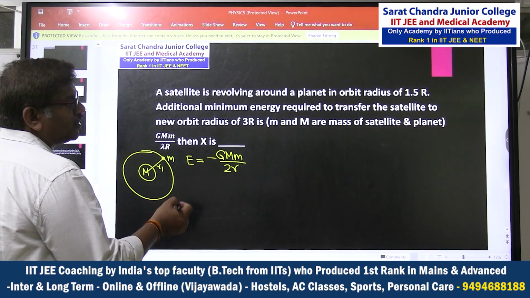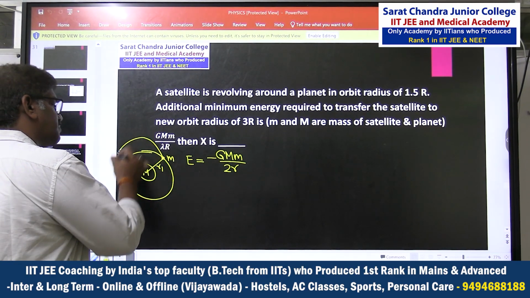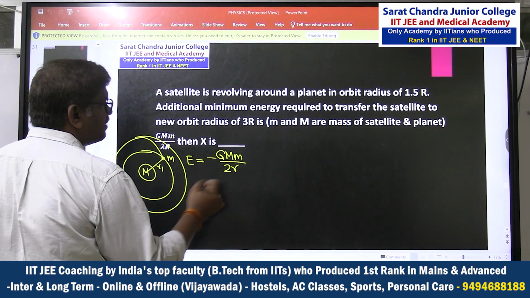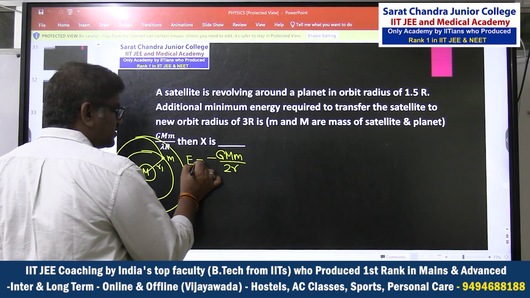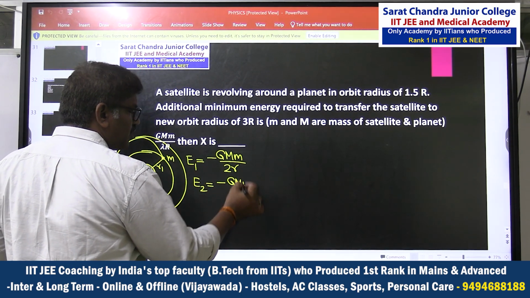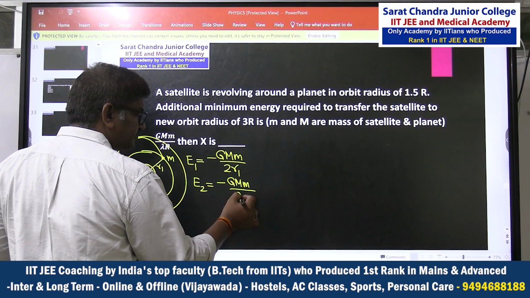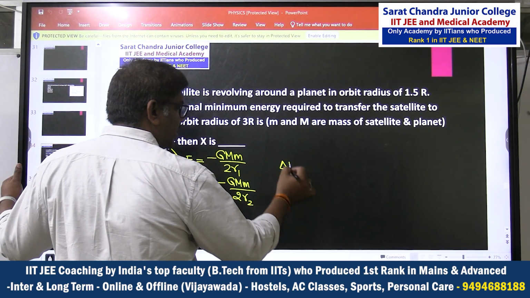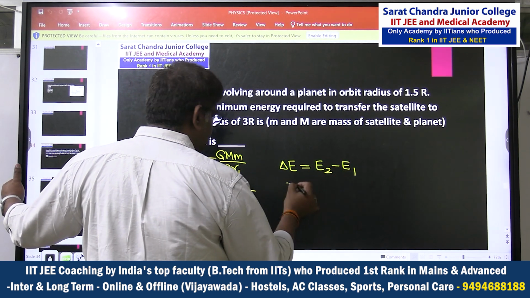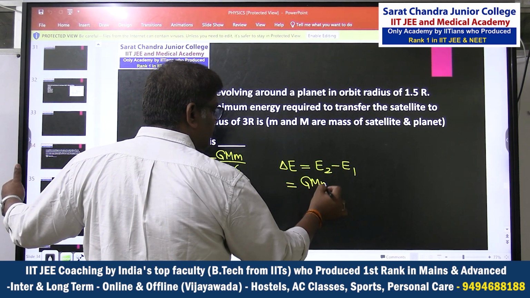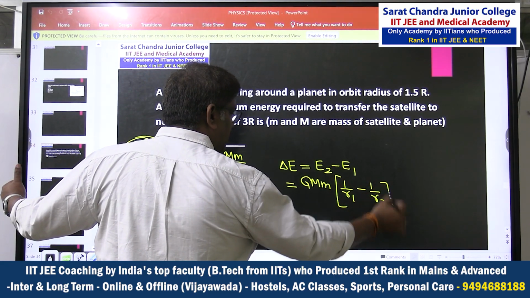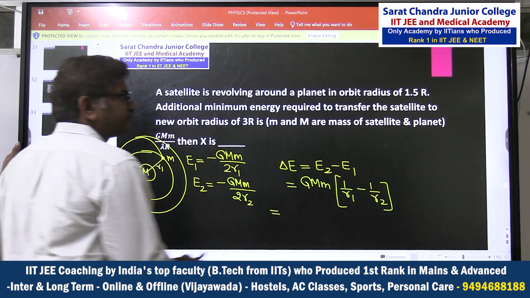If you want to transfer this satellite from this orbit to another orbit r2, what is the work required, or the minimum energy required? You can say it is whatever the difference of the total energy of these two orbits, that will be the additional energy required. That means I can say it is E2 minus E1, which is going to be G M m. If I compensate the minus sign, I get 1 by r1 minus 1 by r2.